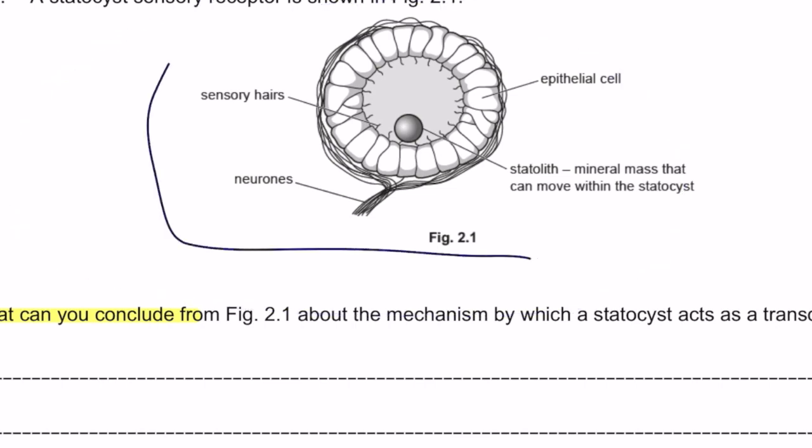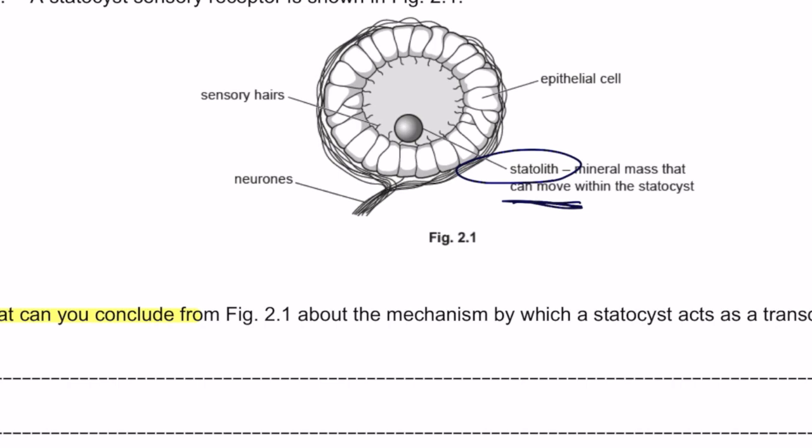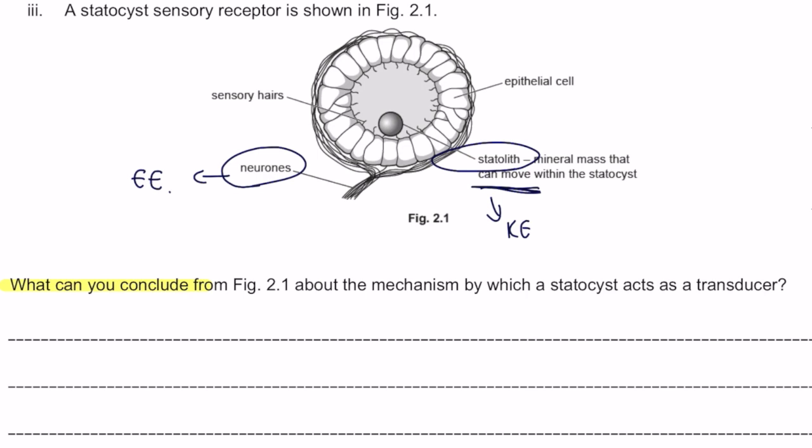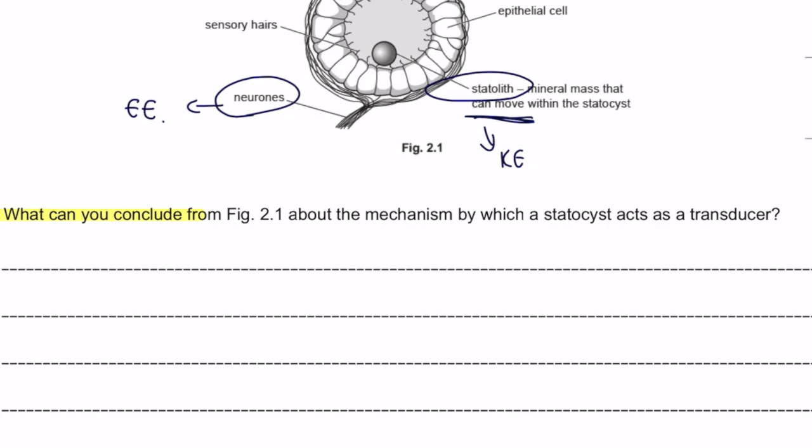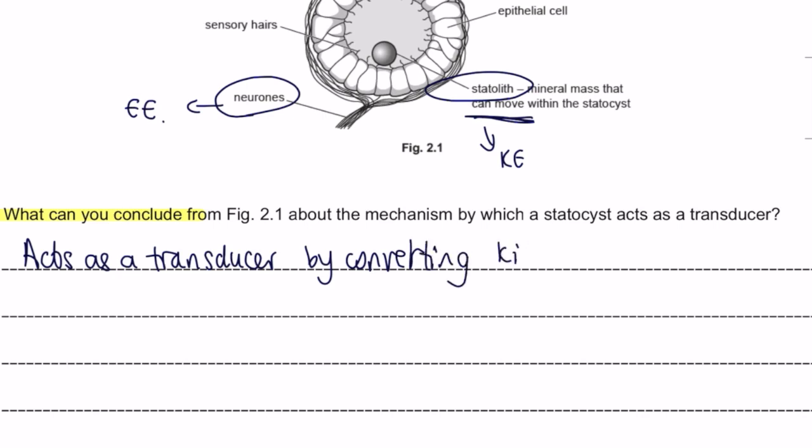And what's going on here, I mean figure 2.1. So I can see that the statolith moves around. So I'm thinking, okay, kinetic energy. And I can see neurons. So I'm thinking nerves, all of that. So then I'm thinking electrical energy. Now that is going to be my definition of transducer. So it acts as a transducer by converting kinetic energy to electrical energy.